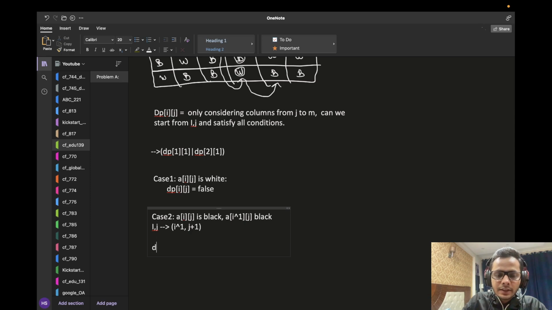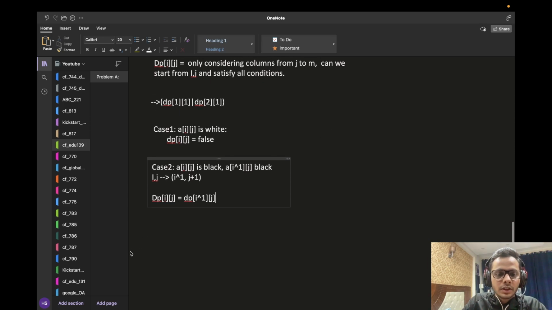So we'll simply assign dp[i][j]. If it's possible to reach from i+1, j+1, then it's also possible to reach from i, j. So dp[i][j] will be dp[i+1][j+1], right? So this is case 2.